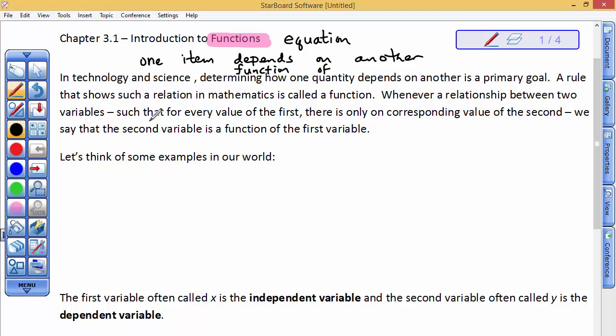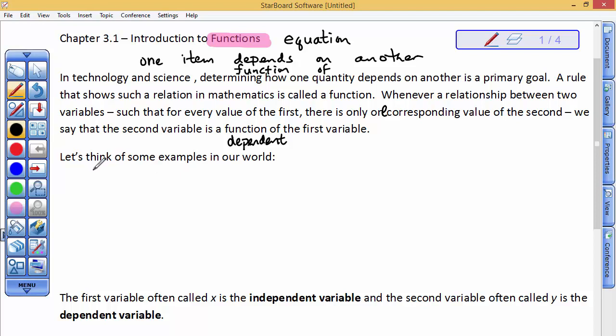Again, a relation such as this, where one item depends on another, is called a function. It's such that for every value that you put into a function, there is only one corresponding value of the second. We say that the second one is a function or dependent on the first. Let me give you some examples, some real world examples.